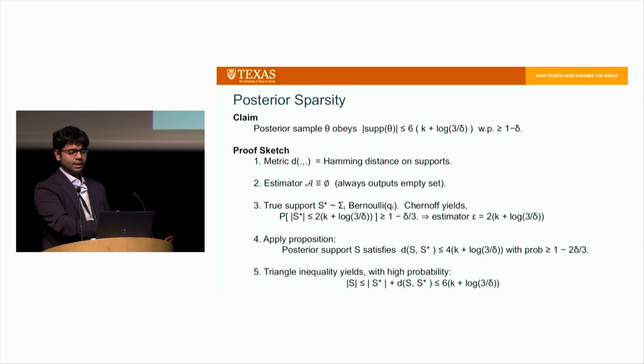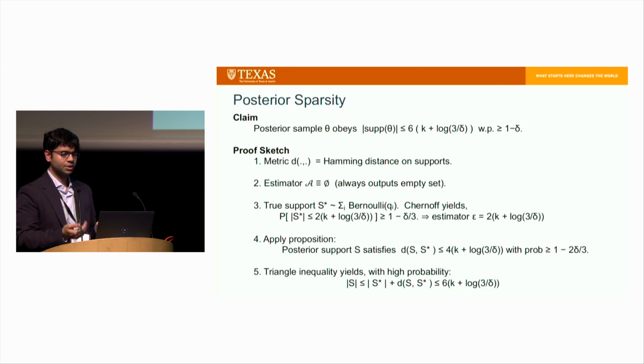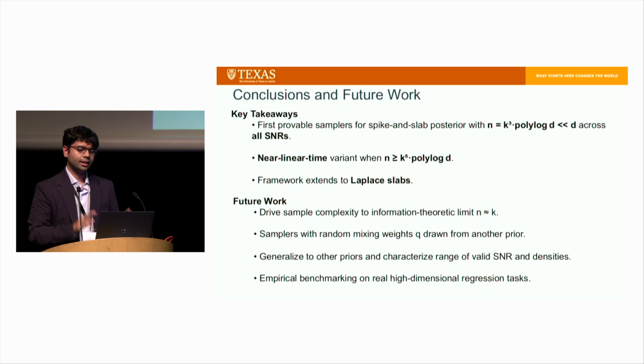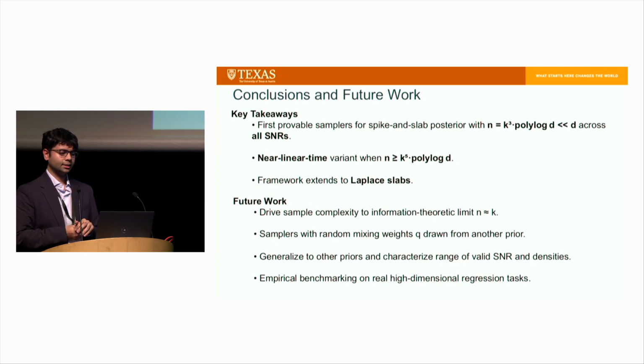Now, the distance between the estimator phi and the true support S star is already order k, and so the posterior sample must satisfy the distance being twice of that, which is written here. The conclusion that S is actually small then follows from the triangle inequality. So this is the entire proof. And finally, I'm going to wind up with some conclusions and future directions that we are thinking of.